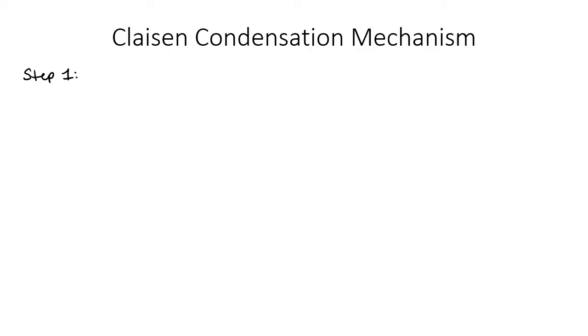Step 1 we'll call the enolate formation. Now, in our first step with the enolate formation, we will be using the base sodium ethoxide to give us the ethoxide ion. Now, these two portions must be the same.